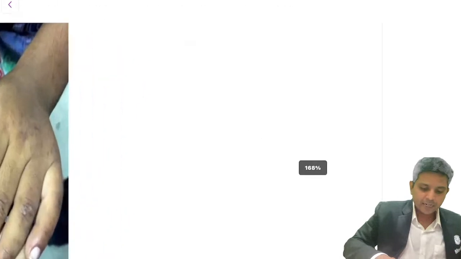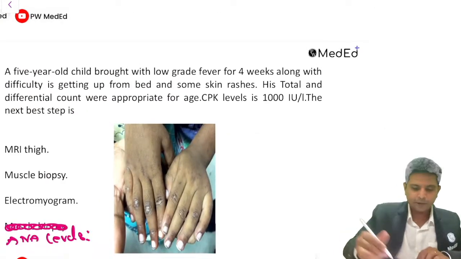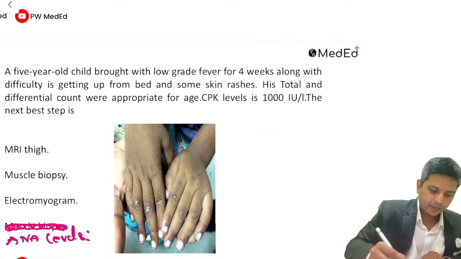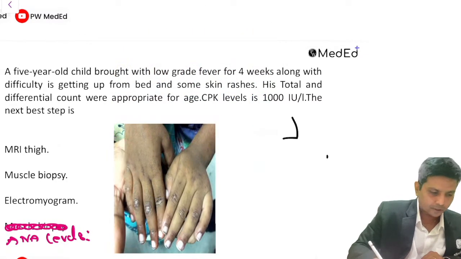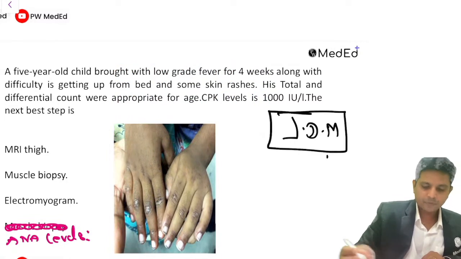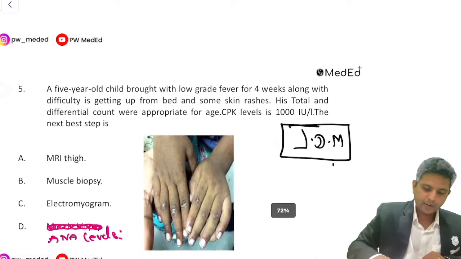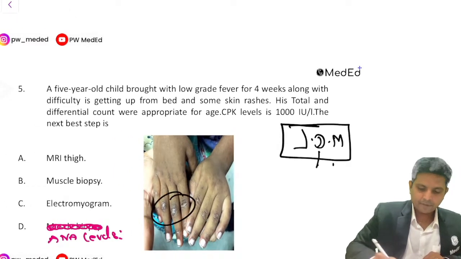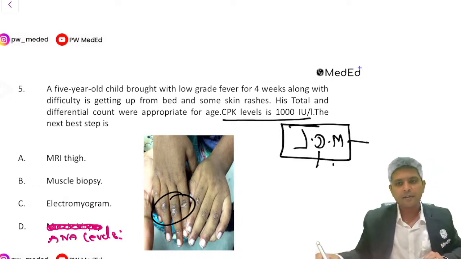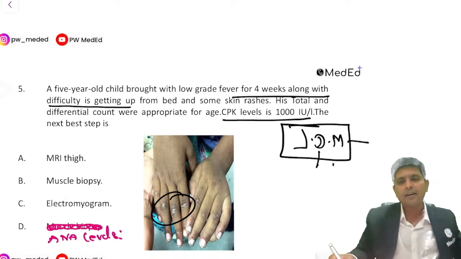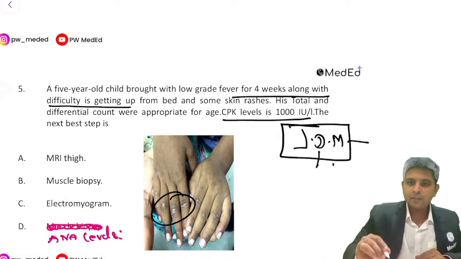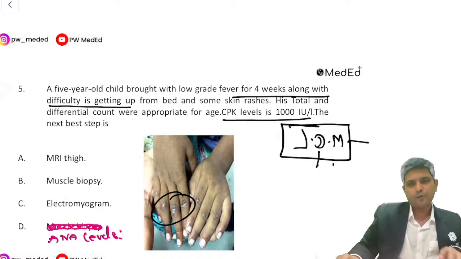It is called JDM, juvenile dermatomyositis. Dermatomyositis: dermato means skin manifestation, and myositis manifests in the form of elevated CPK and weakness, that is, difficulty getting up from the bed. This is called juvenile dermatomyositis.